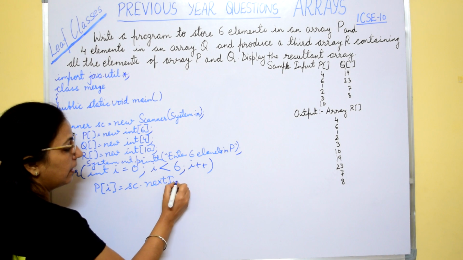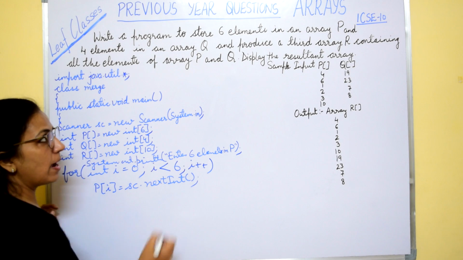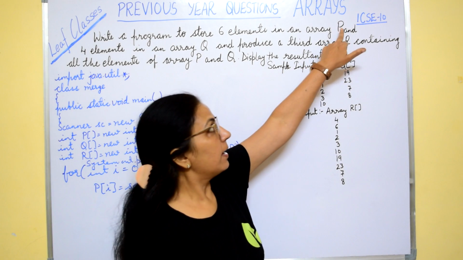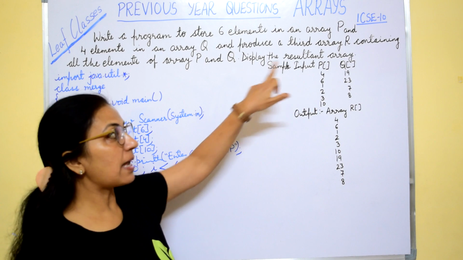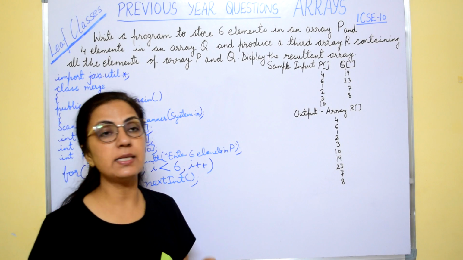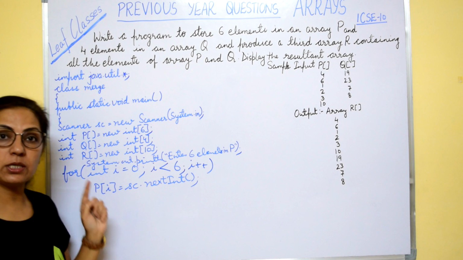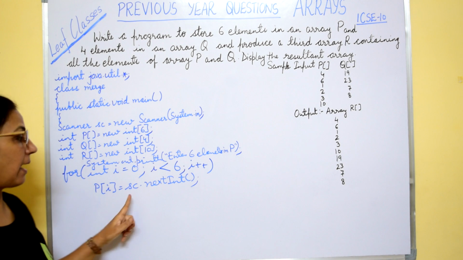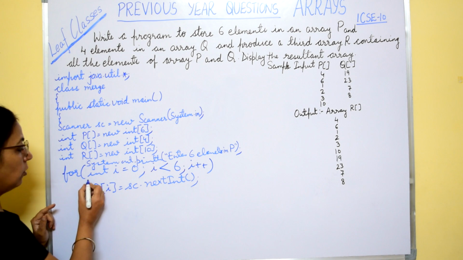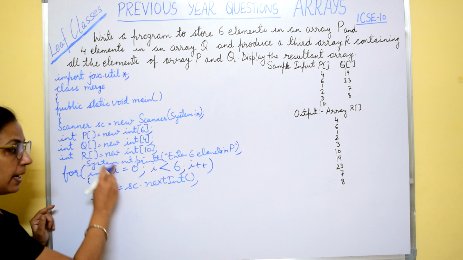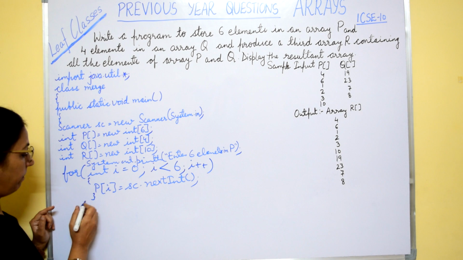sc.nextInt. Now children, always you have to take care of the names. Here P is capital, Q is capital, R is capital. So please don't change the array name in the question. If it is mentioned in capital, please do write in capital only. So this loop is here for entering the elements in array P.